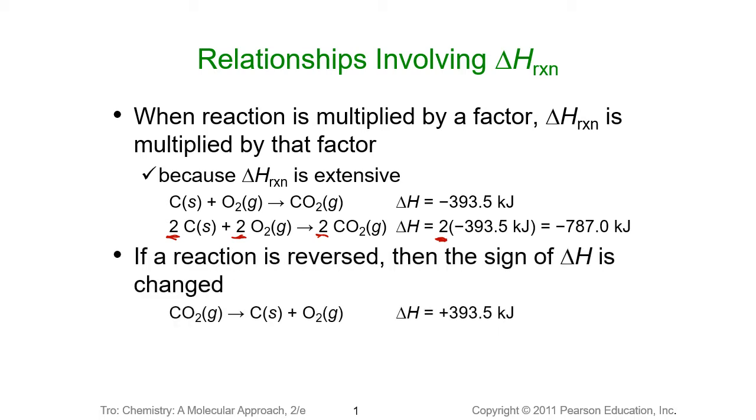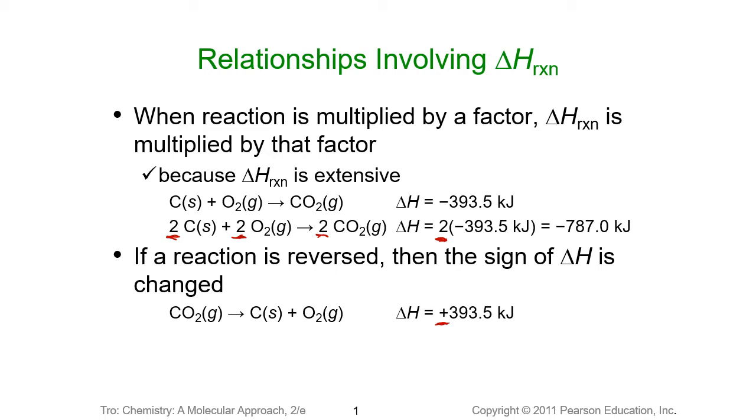If we reverse the reaction, then the sign of our change in enthalpy is reversed as well, or made the opposite. So here, if we reverse it and have carbon dioxide breaking down into carbon and oxygen, our change in enthalpy is going to be positive instead of negative like it was before, because we flipped the reactants and the products. We also changed the sign of our enthalpies.